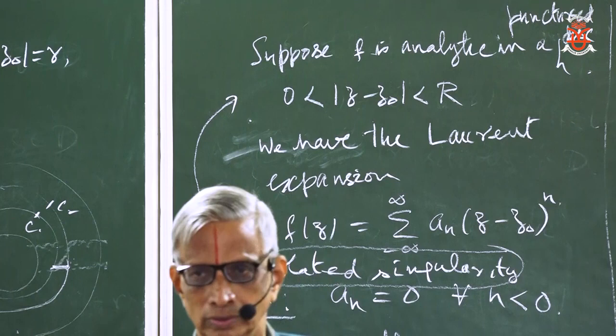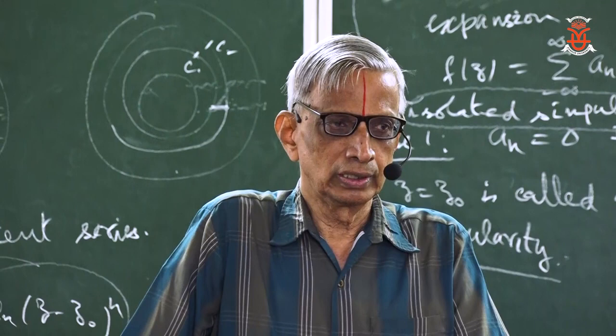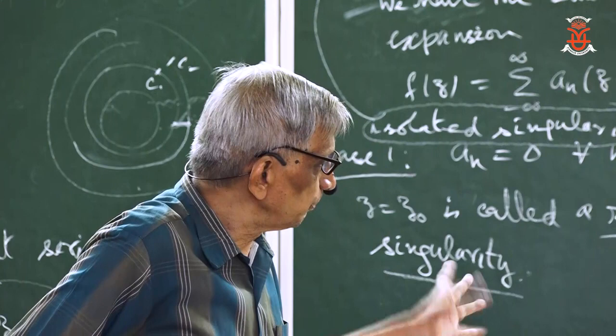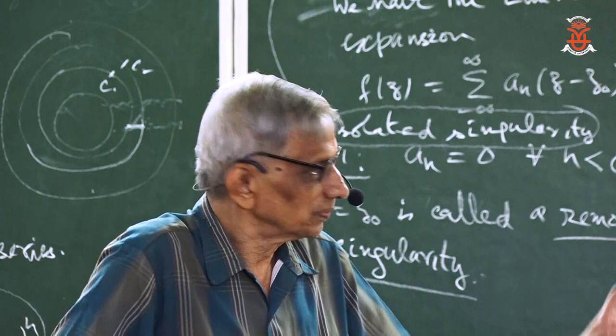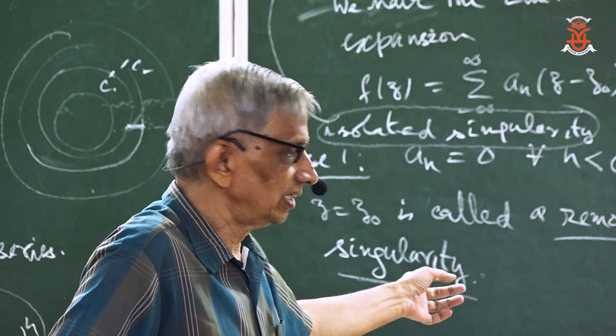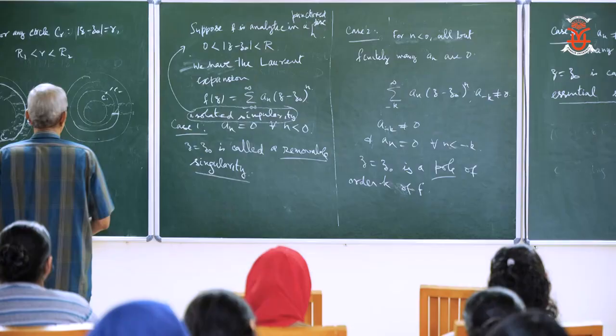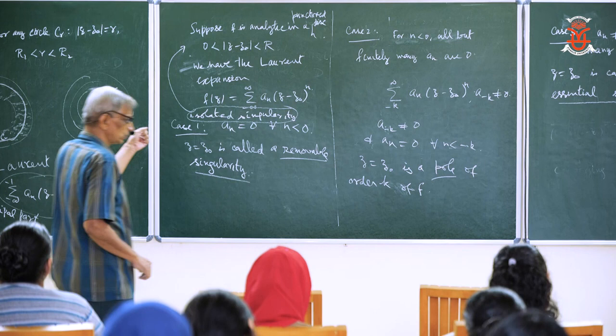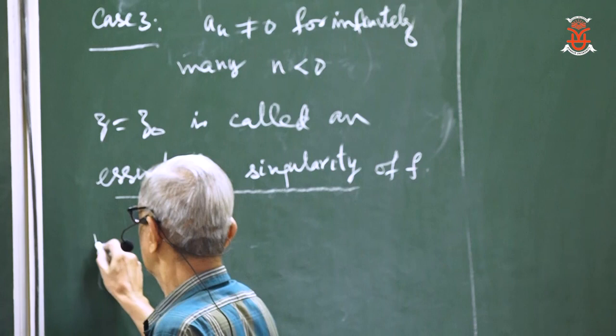So we have three kinds of isolated singularities: removable, poles, and essential. The term pole was introduced later. Weierstrass himself defined essential singularity and called what we call poles now inessential singularities. So let us look at the nature of these singularities a little bit more. Case one, removable singularity.